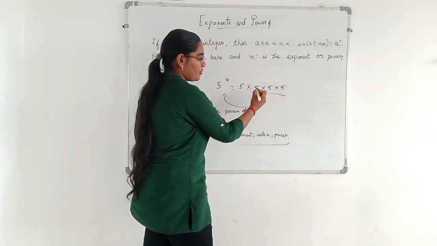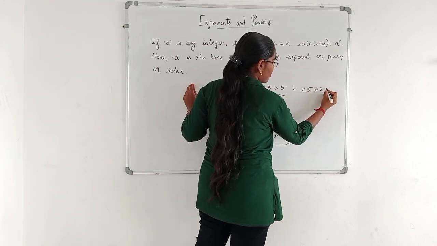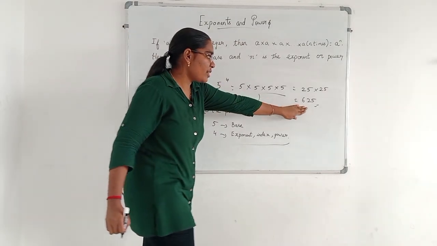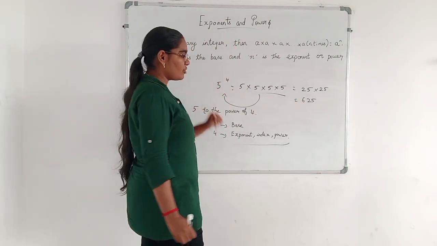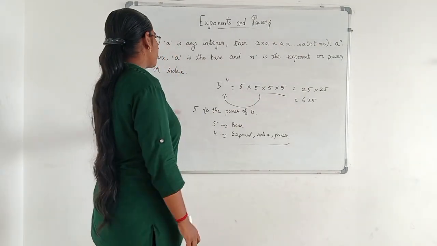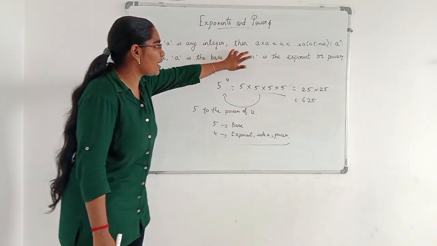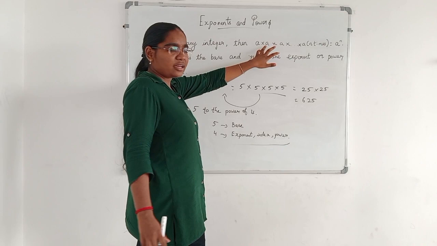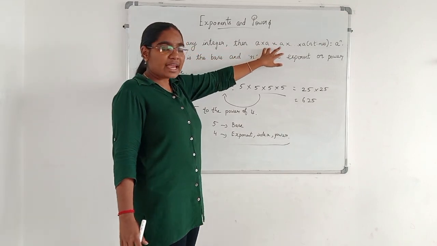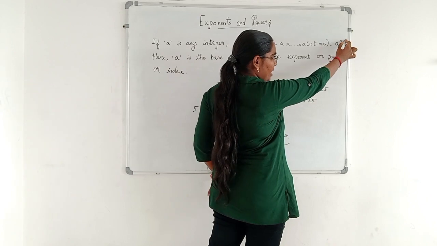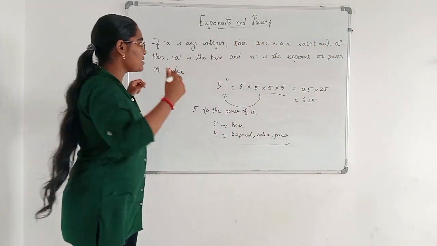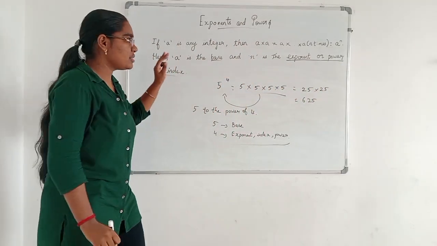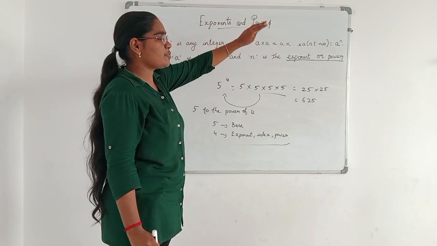Okay. So 5 into 5, 25. Again 5 into 5, 25. 25 into 25, 625. So this 625 we are writing as 5 to the power of 4. Okay. So the formal definition is, if a is any integer, then a into a into a into a, that means n times, we are expressing this a. This a is an integer. We are expressing this a n times. So a to the power of n, where this a is the base and this n is the exponent or power or index. Okay, this is the formal definition of exponents and powers.